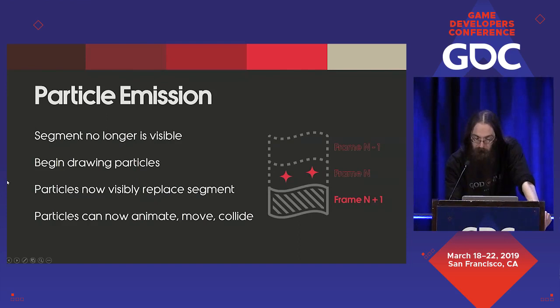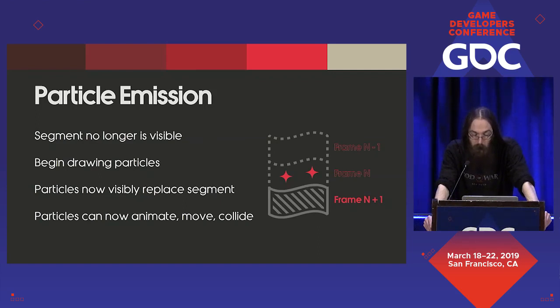We have now advanced forward a frame. Now is the time to start drawing the particles we spawned from the previous frame. The segment that was visible in the previous frame, but not in this frame, has visually been replaced with particles we emitted but didn't draw in the previous frame.